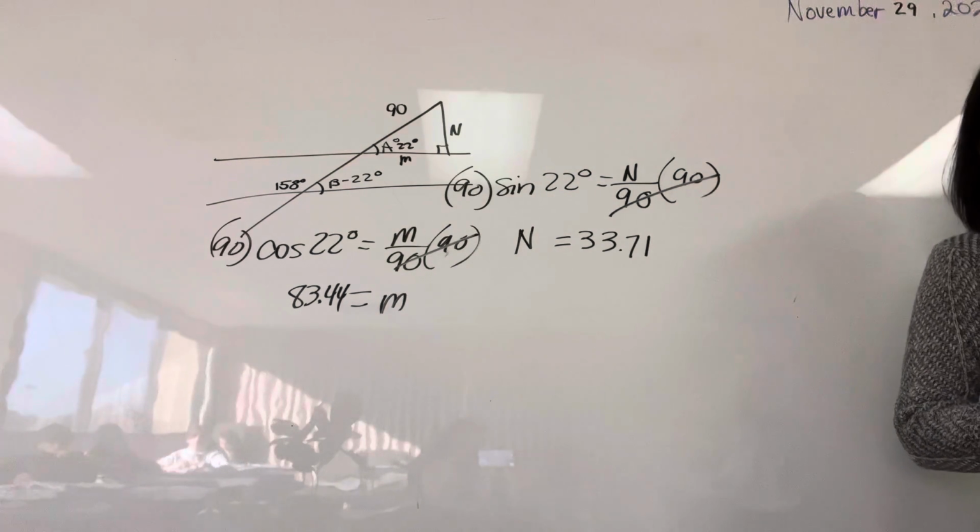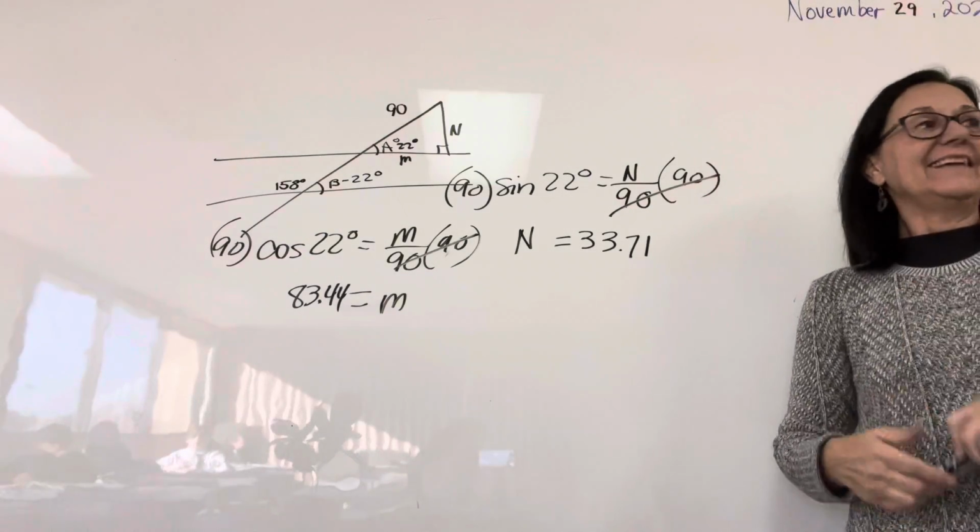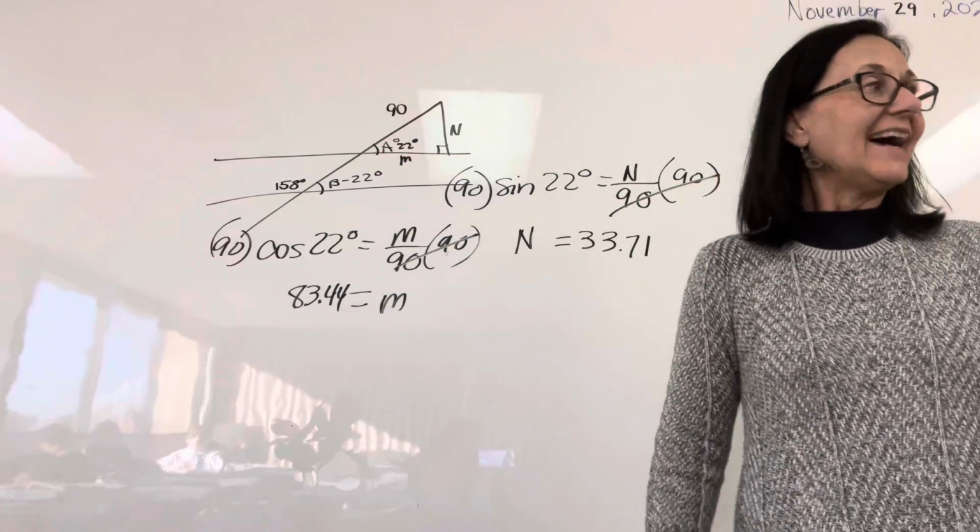Why do you think they're reasonable? They're both less than 90. Exactly. The legs have to be less than 90.